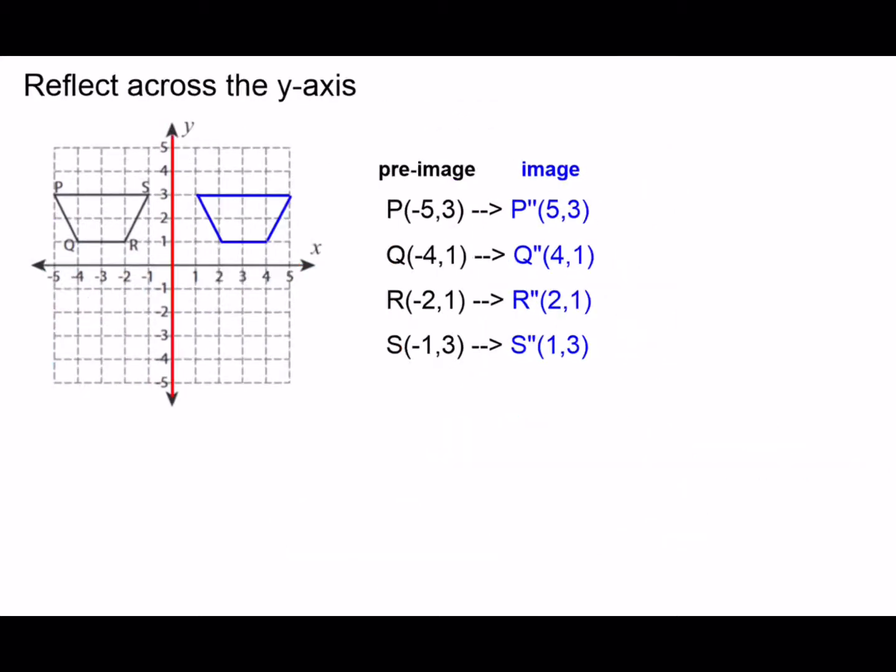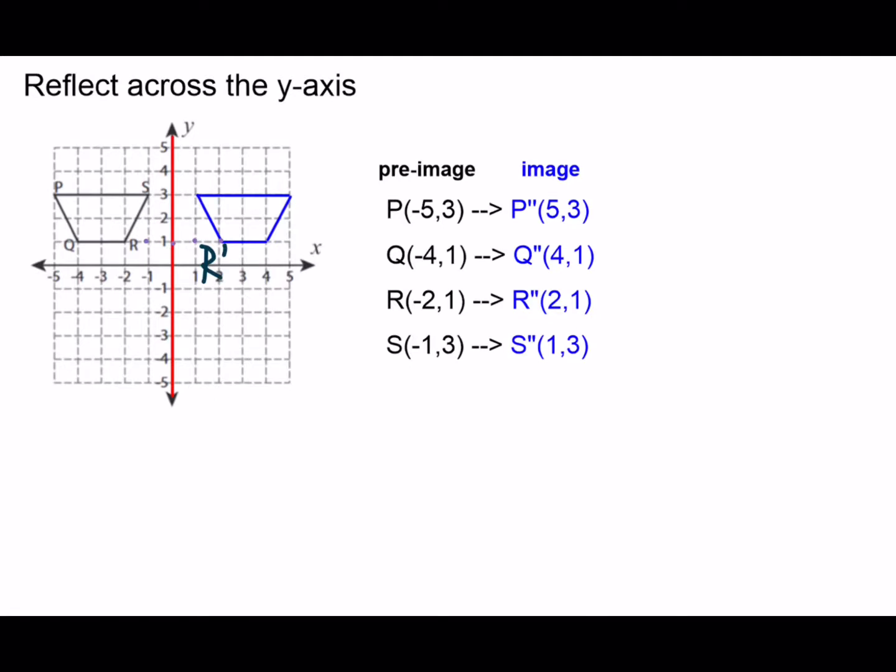Okay, now let's look at a reflection across the y-axis. You have the same figure, same trapezoid, PQRS. Now I've reflected across the y-axis. Again, just to recall how we do this, all we're doing is matching distances. So let's look at point R here. R is 1, 2 units on the left. We are going to match that on the right. So 1, 2 units on the right. So this is going to be your R prime.